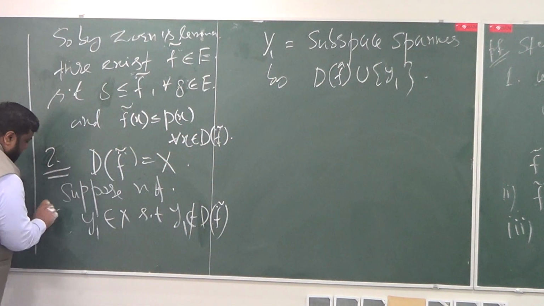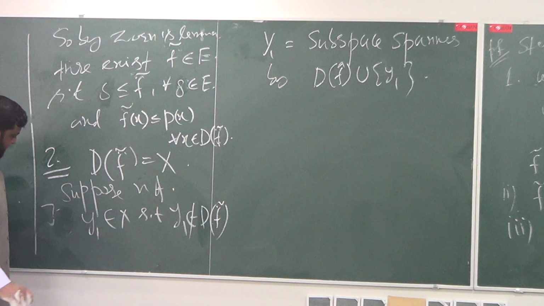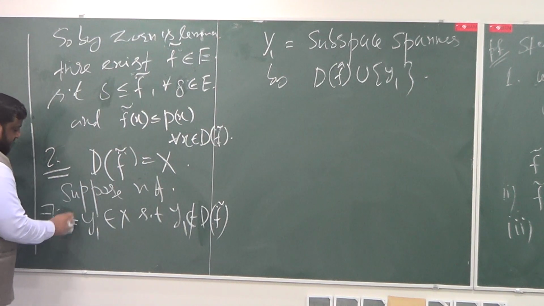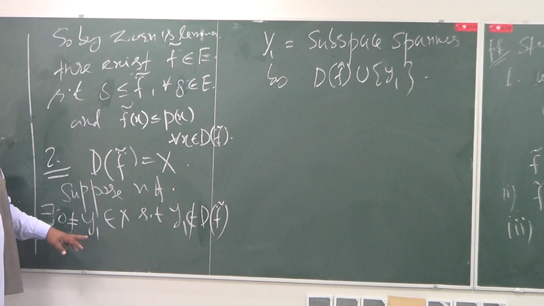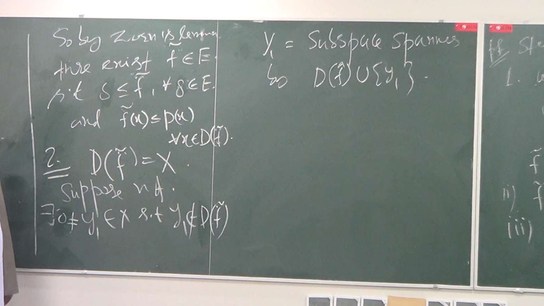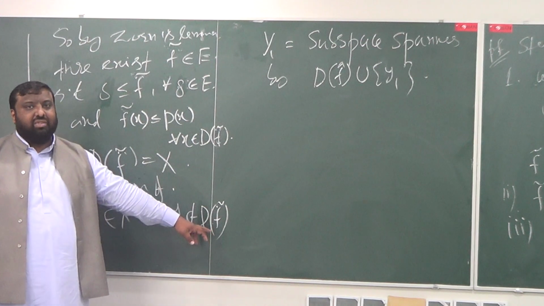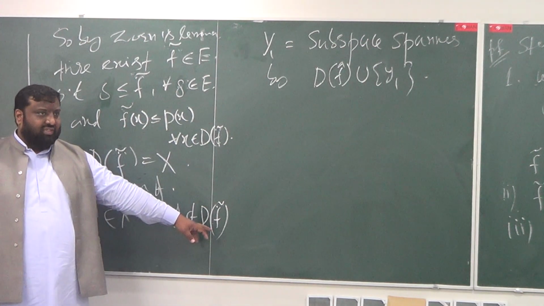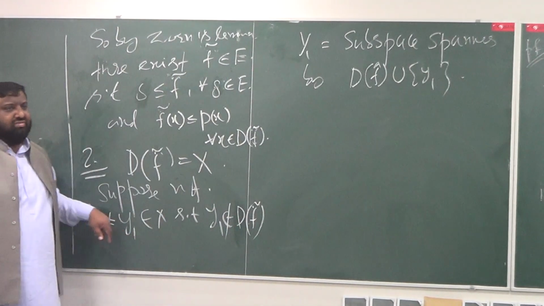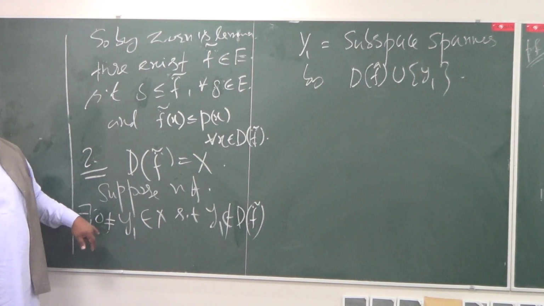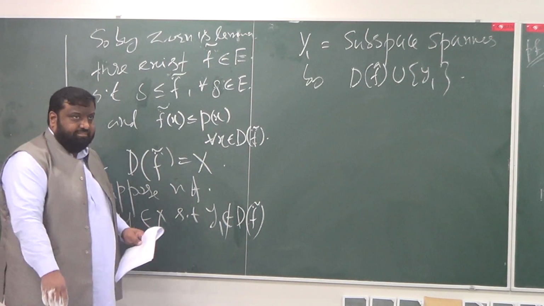I'm putting an additional assumption on it, that it must be non-zero. Why? Just think about it. Because if y1 is 0, it should be in the domain of f tilde because it's a subspace. So if it's not in the subspace, then we're going to say that this is something different from 0.